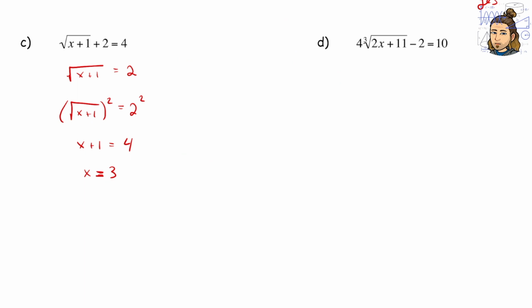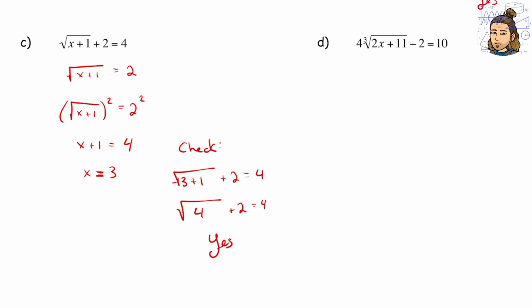We have our solution, that x equals 3. We'll go ahead now and check. And again, this does in fact work. We have no extra solutions here. Let's do one more example.